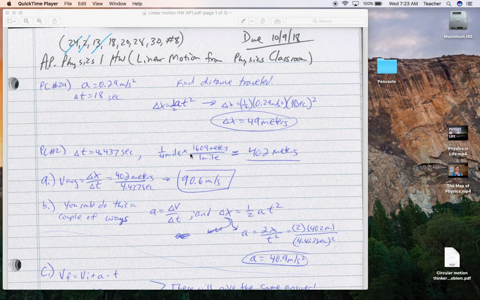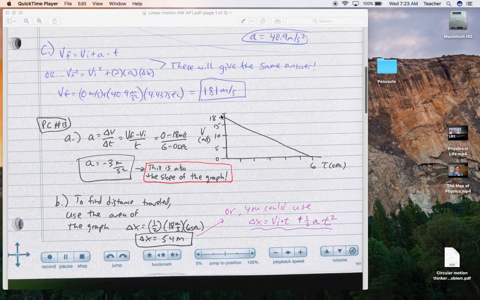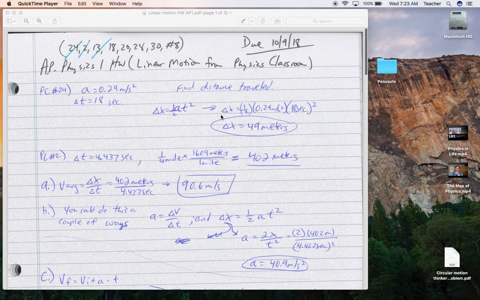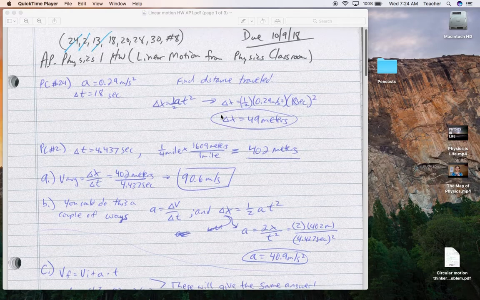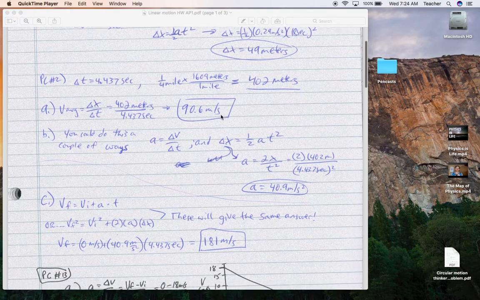These are the linear motion problems. They were due on October 9th. I know a lot of people had trouble with these, but I also think a lot of people probably didn't put in the time they needed to look at my notes, get some practice, go on the Physics Classroom, things like that. So these are the answers.